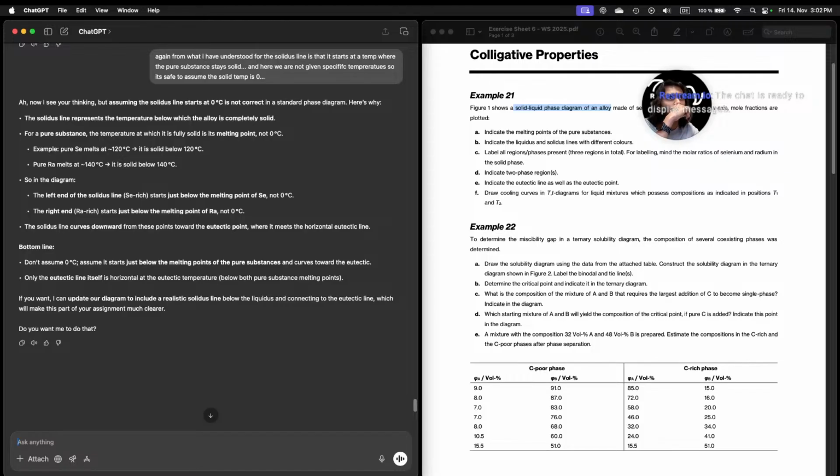For a pure substance, the temperature at which it is fully solid is its melting point. Example, pure Se melts at 120. It is solid below 120. Pure Ra melts at 140, it's solid below 140. So in the diagram, the left end of the solidus line starts just below the melting point, not at 0 degrees Celsius.